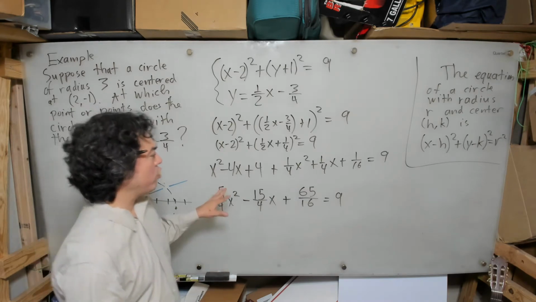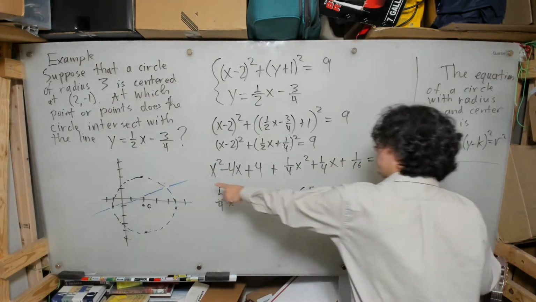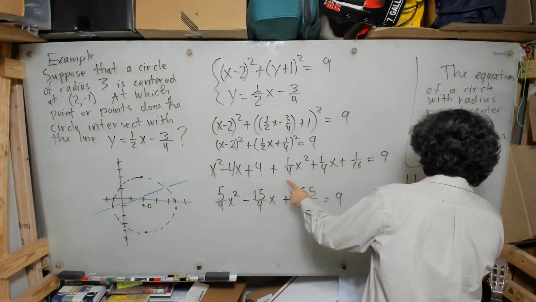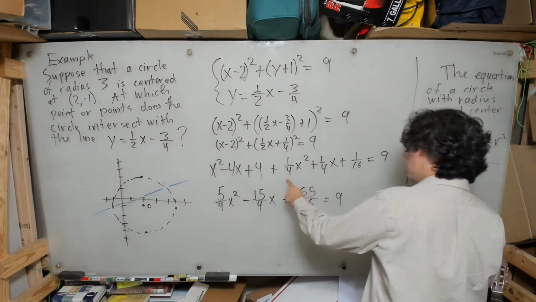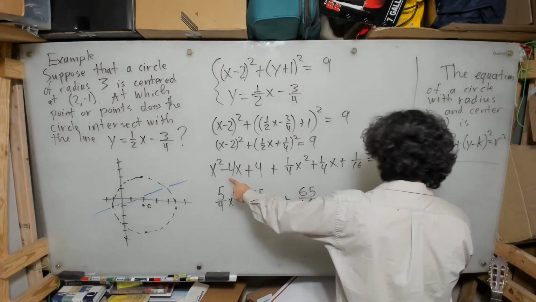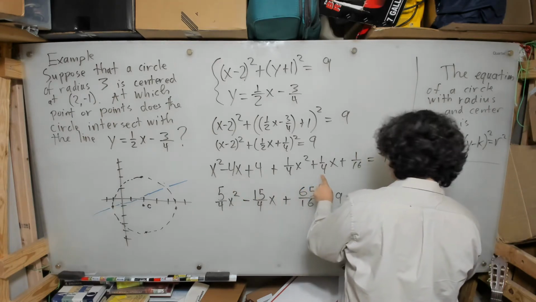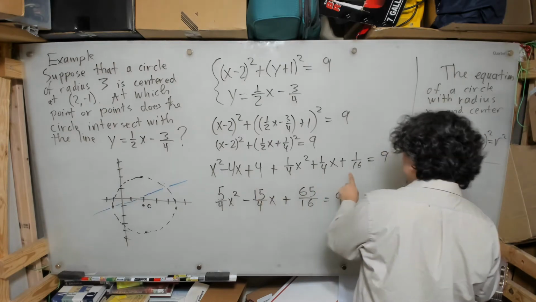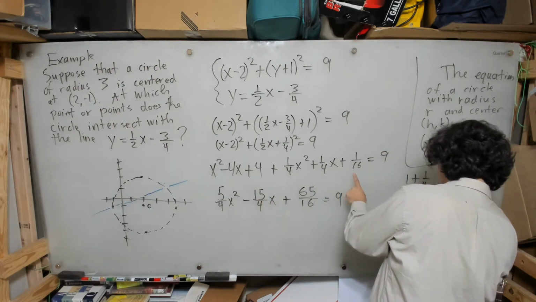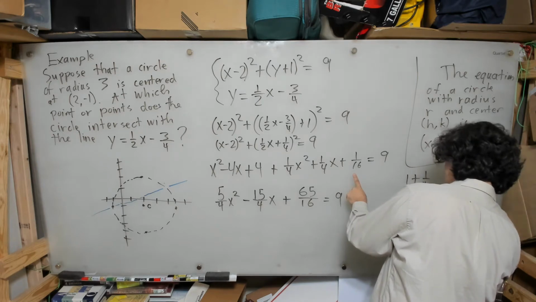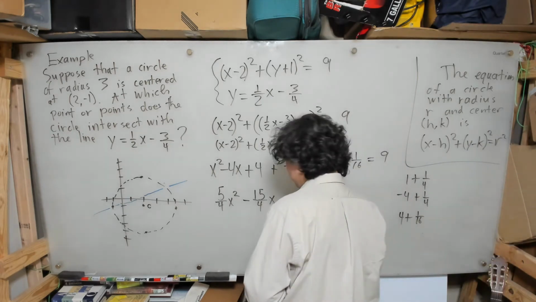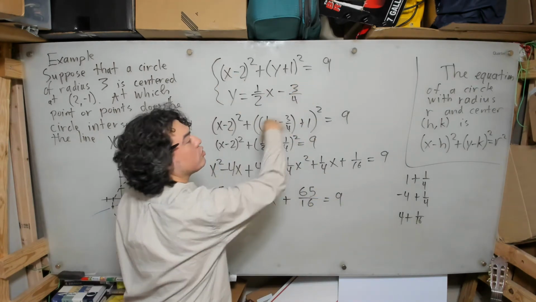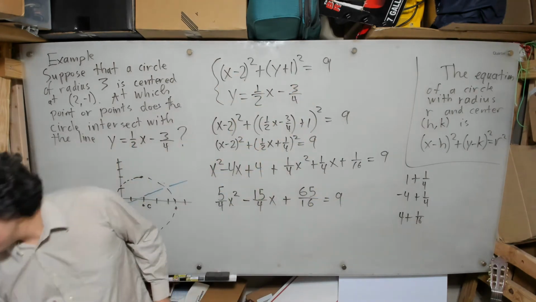Okay, so the calculations I promised you were the coefficient of the x squared, which is 1 plus 1/4. Then I'm going to have negative 4 plus 1/4. And then I'm going to have 4 plus 1/16. I'm going to do those in a moment, but first I'm going to copy this equation up top here so that we can have more room.